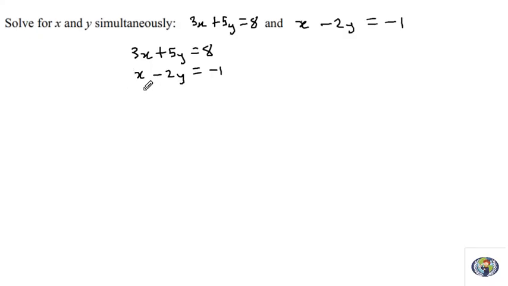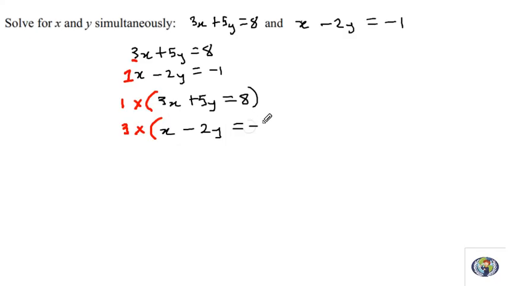So I'm going to cross multiply everything by the opposite coefficients. The coefficient for x here is 3, and here we've got a 1. So I will multiply by the opposite. This one, I'm going to multiply with everything, so I'm going to write it like this, multiplying it with 8. Then this 3 is going to multiply the opposite equation, x minus 2y is equal to -1.